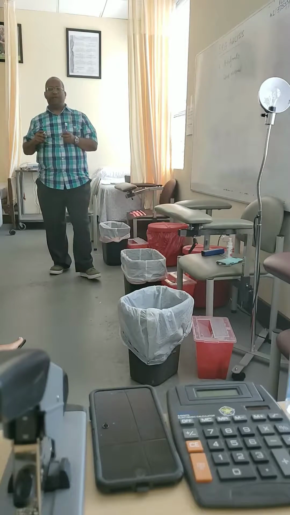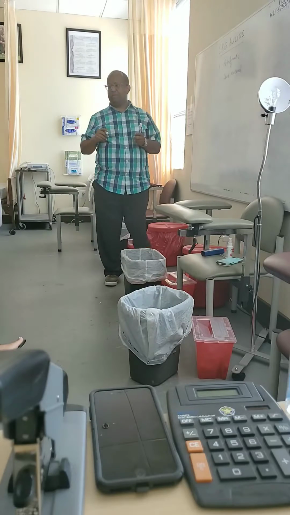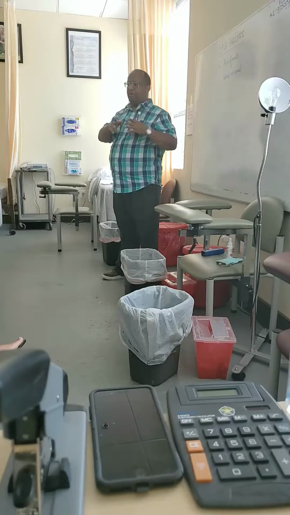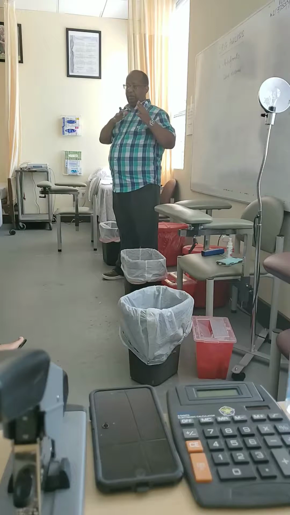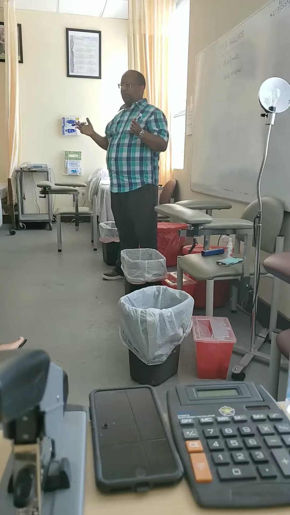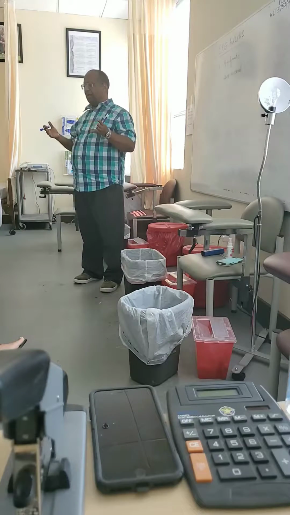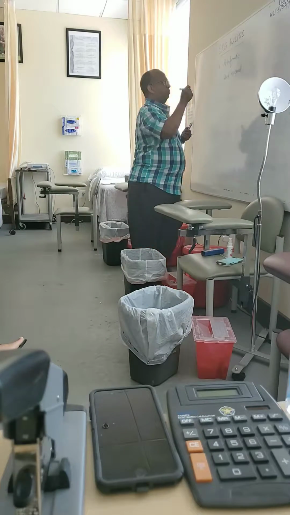So artifacts, we have mainly four kinds of artifacts. Artifacts are basically tracings that don't come from the heart. So where are artifacts coming from? From some other things from outside. Let me give you some forms.